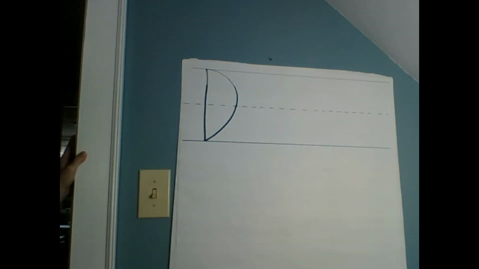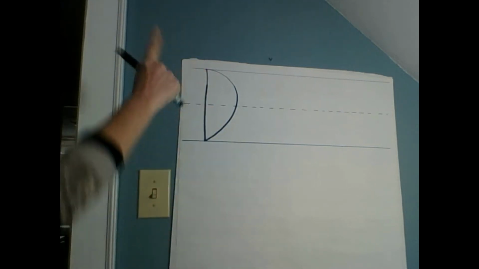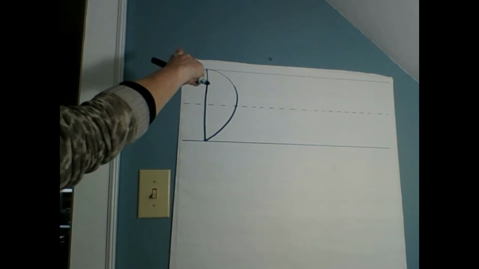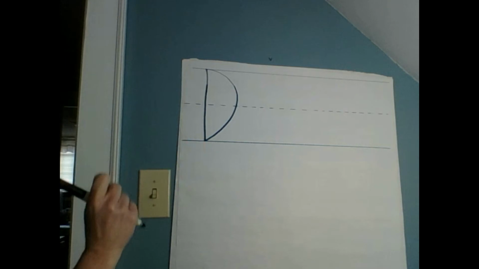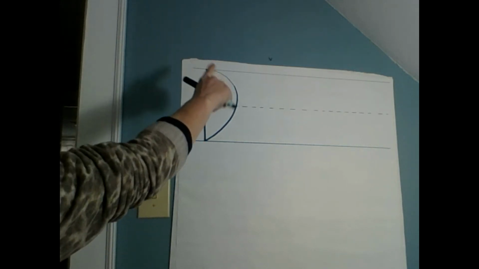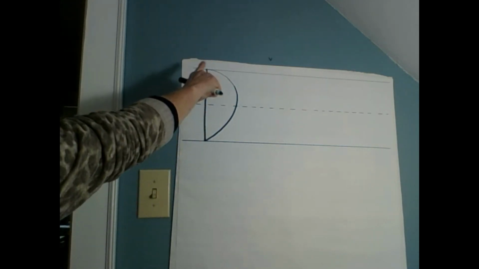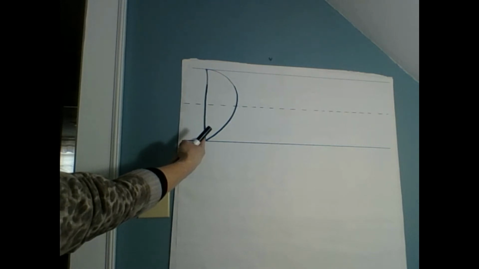Okay? So using your finger, I'd like you to point to that dot. You're going to go ahead and trace down, pick your pencil up, and then you're going to make that curved line, starting at the top line, going to that bottom line.